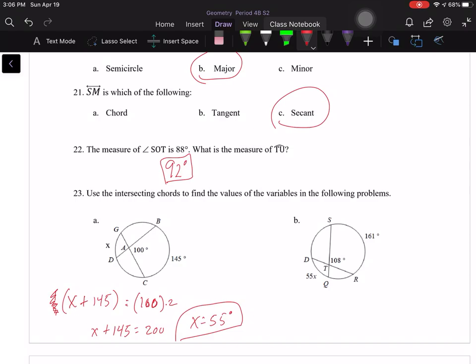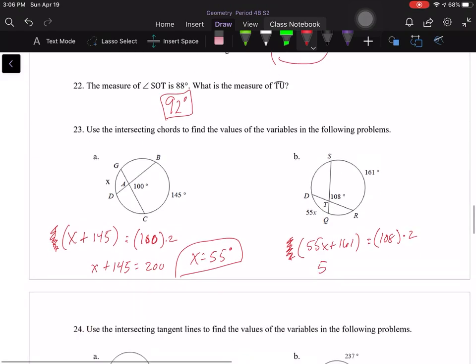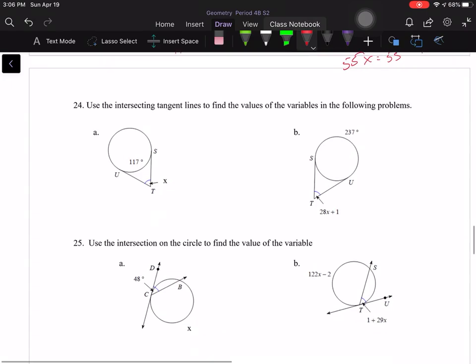Part B, again, I'm going to do the same thing. I know that half of 55x plus 161 has to equal 108. Again, I personally do not like taking half, so I'm going to cross that out, and I'm going to multiply by 2. So we're going to go with 55x plus 161 equals 216. So 216 minus 161, that's easy math. 55x equals 55, so then x equals 1 on that problem.